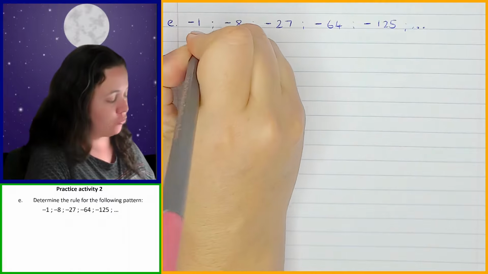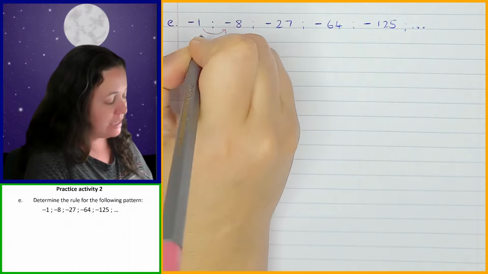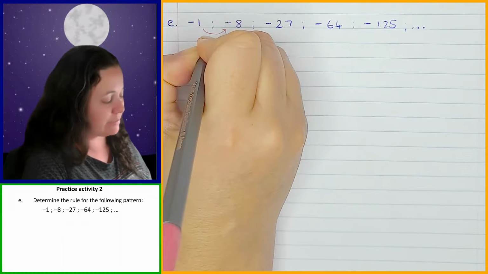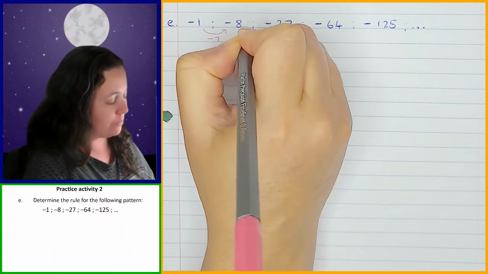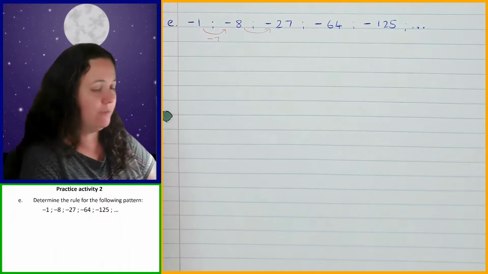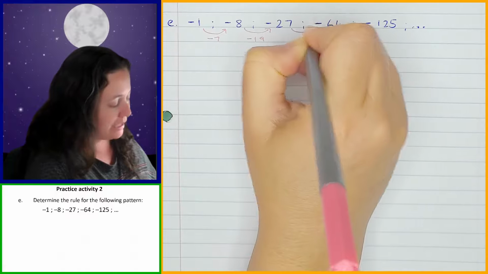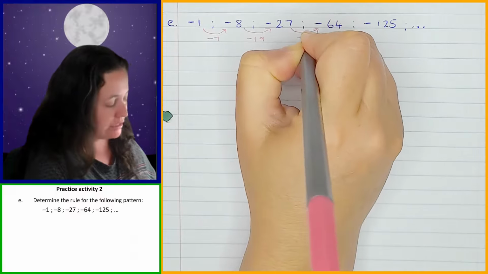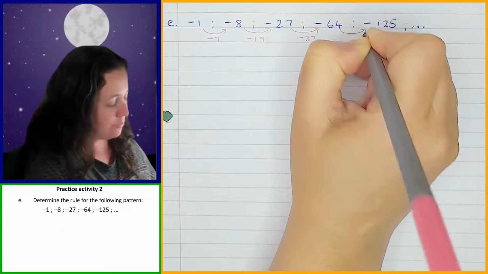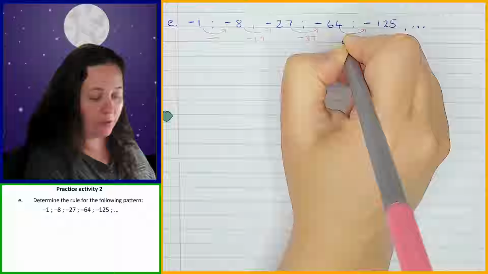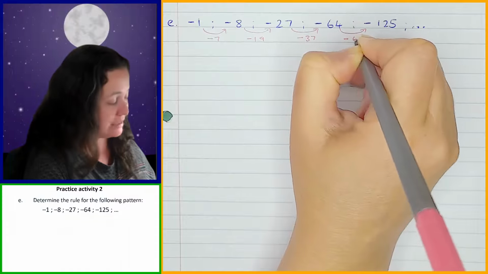Okay, so I'm going to start off by finding my first level of differences. So from -1 to -8, I'm subtracting 7. From -8 to -27, I'm subtracting 19. From -27 to -64, I'm subtracting 37. And from -64 to -125, I'm subtracting 61.